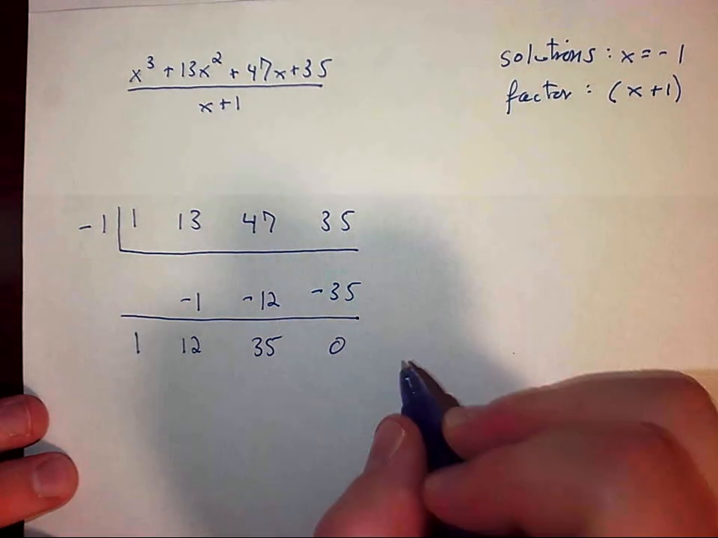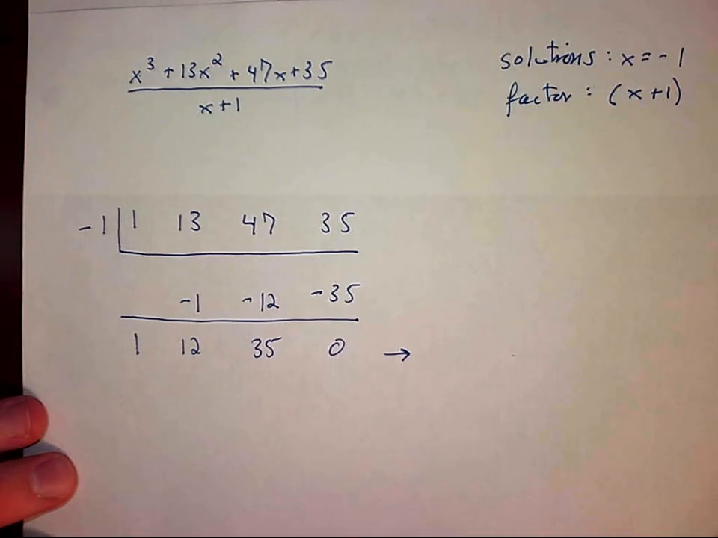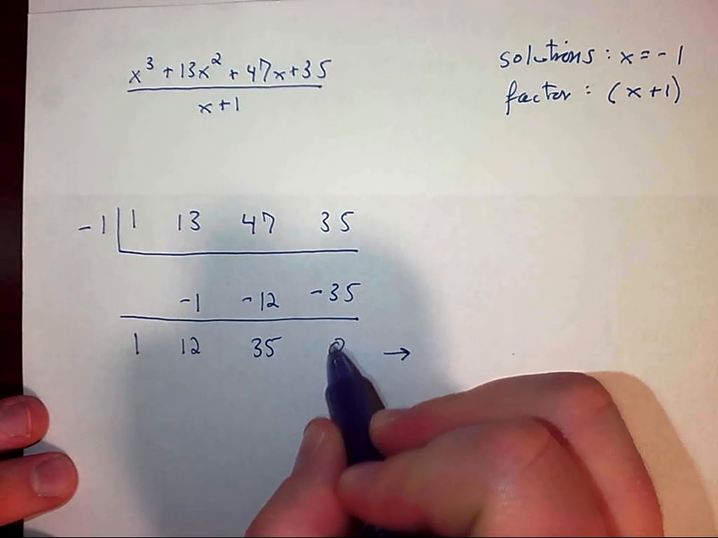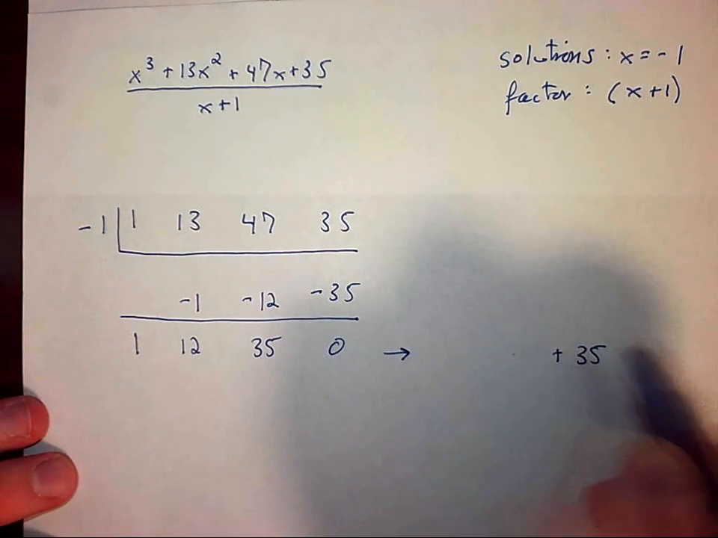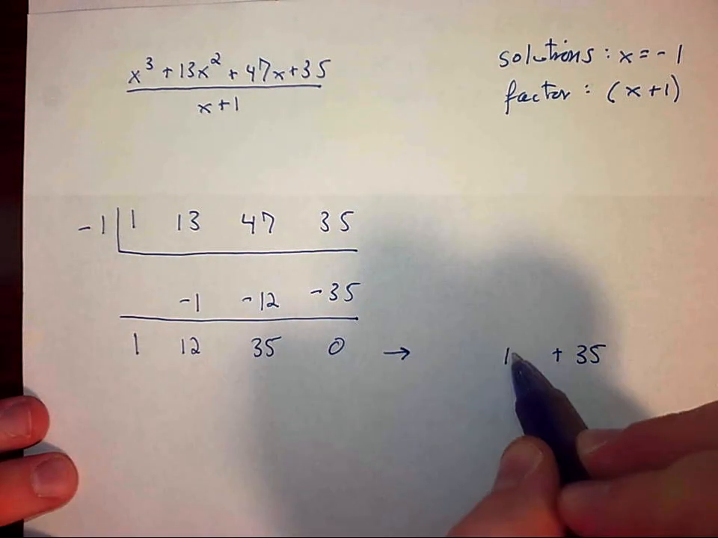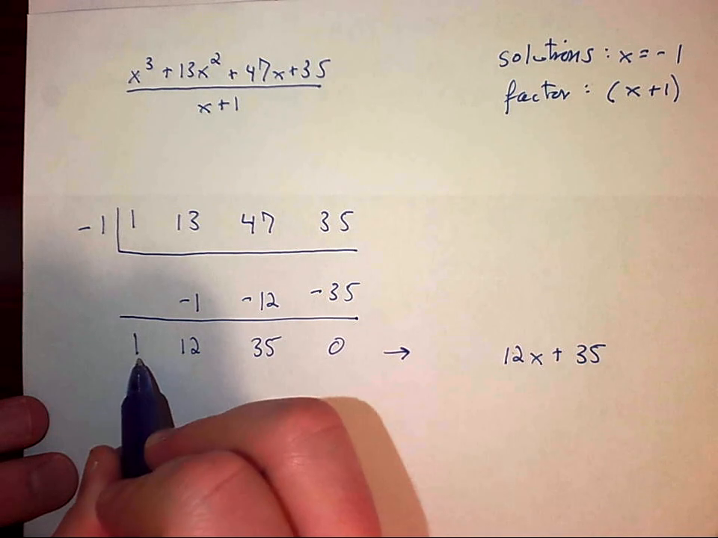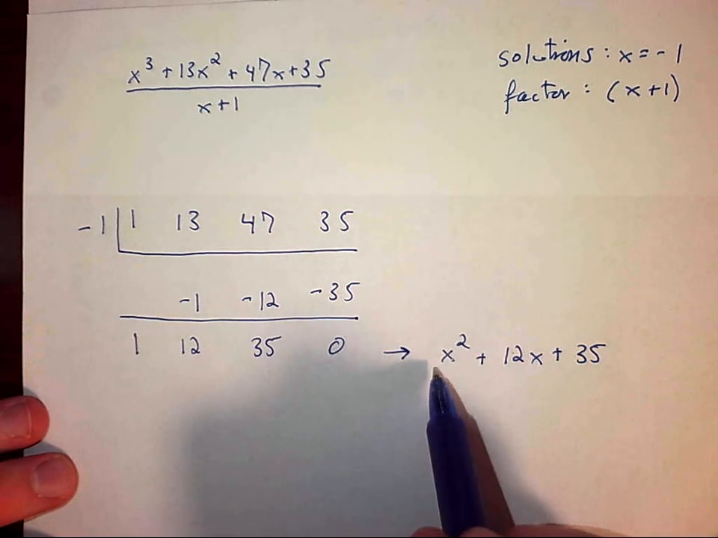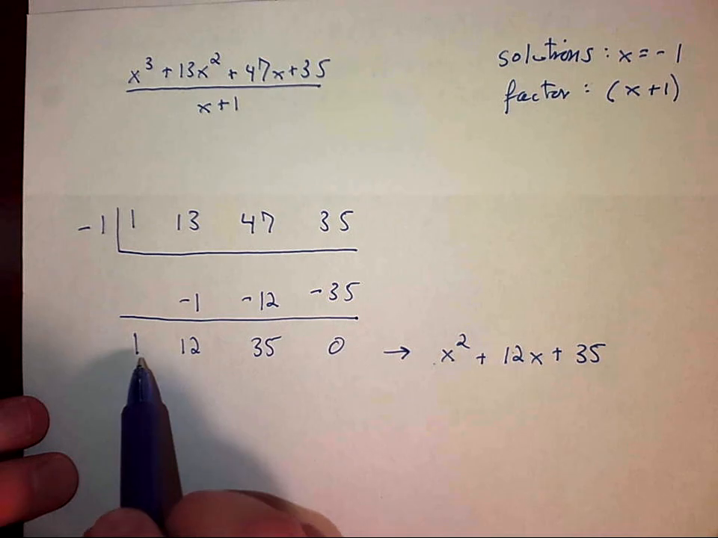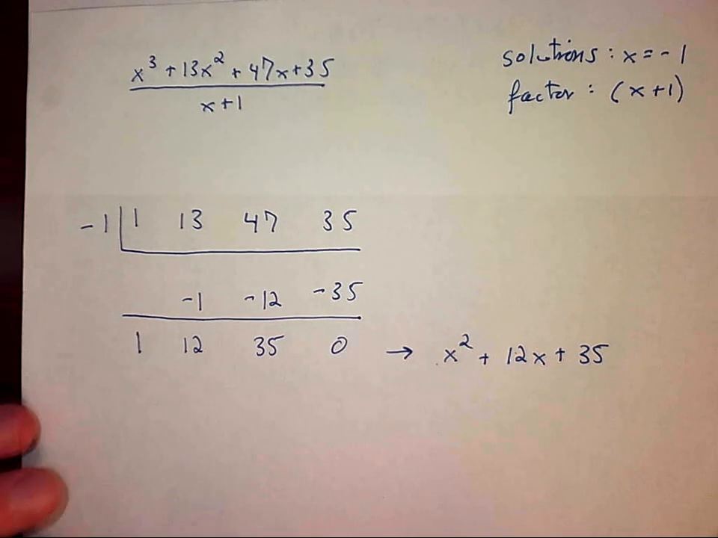Well, what we now know is that if we want to write this again, we would have this as being our remainder. This is going to become our constant term. This is going to become our x term. And this is going to become our x squared term. Right? So here I have 1, 12, and 35, just like I have 1, 12, and 35 right here.